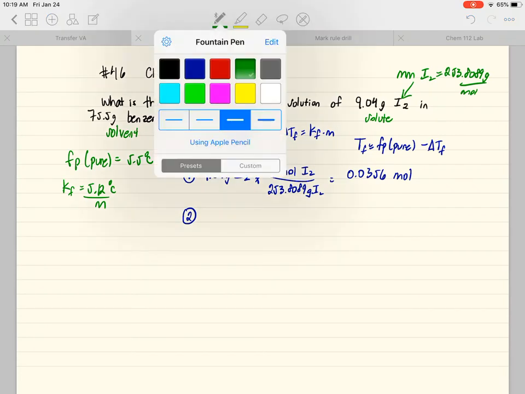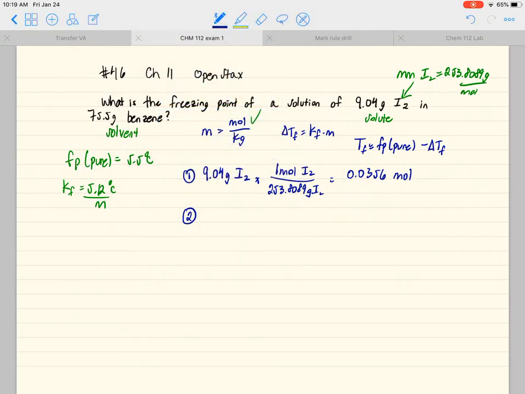Okay, so I got moles. Now I need to calculate kilograms. So we have 75.5 grams of benzene. And basically you just move the decimal place over 3 places. Okay, and you might do that with your calculator to avoid mistakes. There's that leading zero that sometimes can throw students off. So 0.0755 kilograms, okay, is the kilograms.